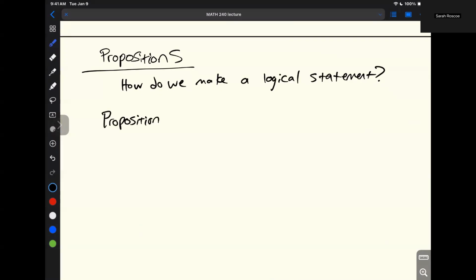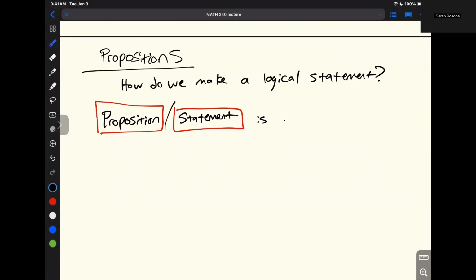So a proposition, also known as a statement, in mathematics is a declarative sentence that is either true or false.